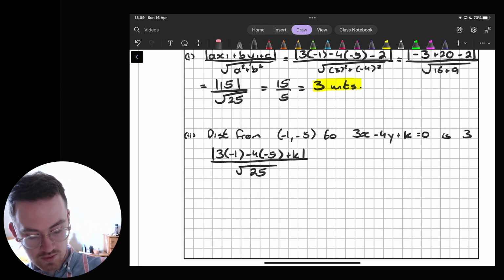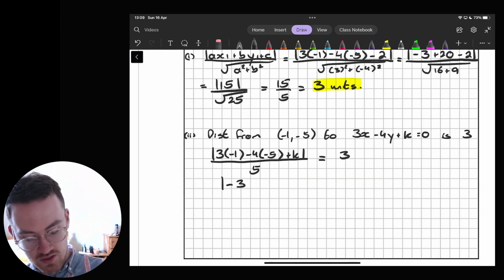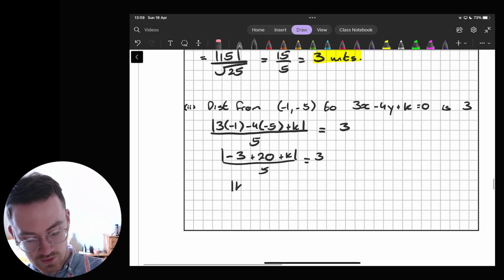We know that that was square root of 25, and we know that the answer is 3. So it's just 5. Square root of 25 is 5. Tidying this all up now, so -3 plus 20 plus k over 5 is equal to 3. K plus 17 is equal to 15.